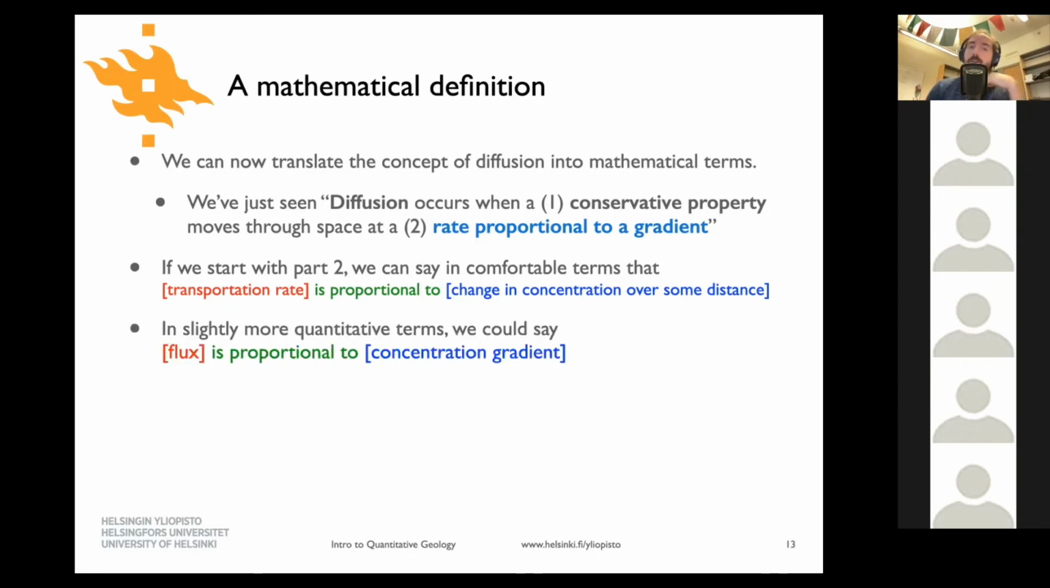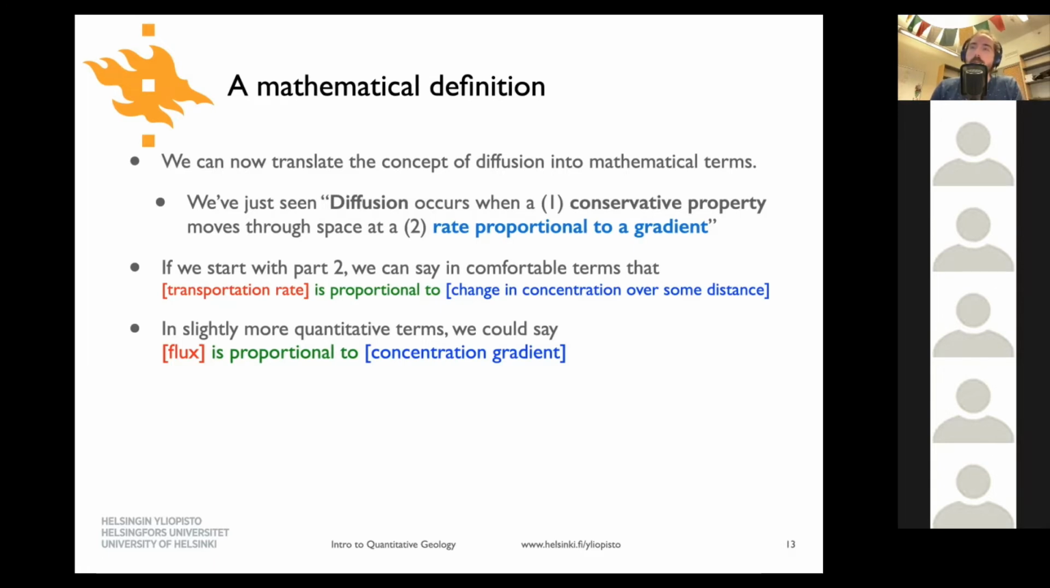We could replace our transportation rate term with another more technical term called a flux. It's just a way to basically say the same thing. And here we would say that our flux is proportional to the concentration gradient. That actually looks a bit more like the original definition that we had. The nice thing about this is now we're moving in a direction of more mathematical terms as well.